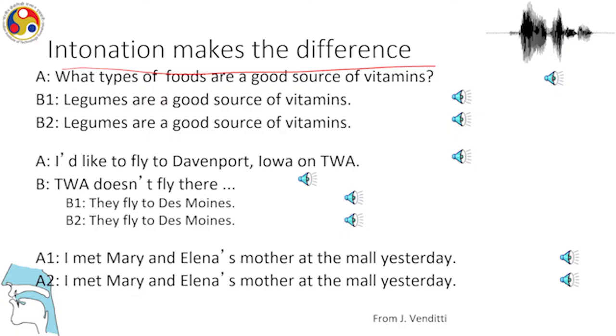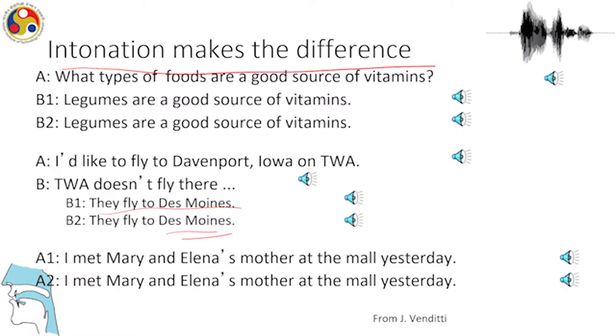We had another sentence like I'd fly to Davenport on TWA. If the answer is TWA doesn't fly there, they could be two different types of answers. Either they fly to Des Moines, or they fly to Des Moines? Depending on the intonation, you might have a simple declarative answer, or you might have a questioning sort of answer, and all of that makes a difference to the meaning of the sentence.